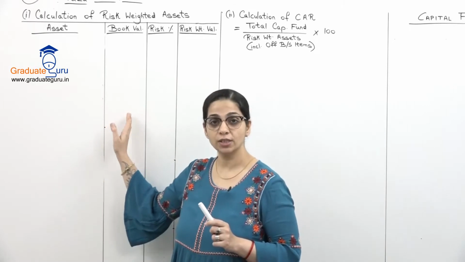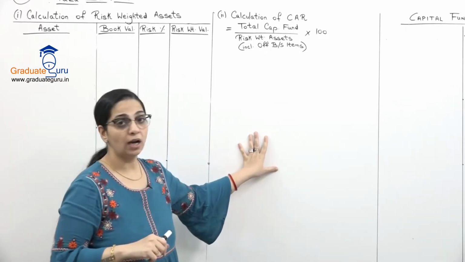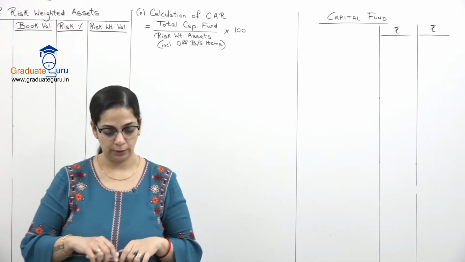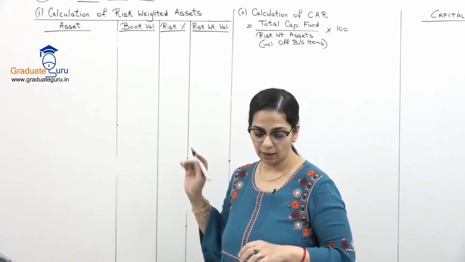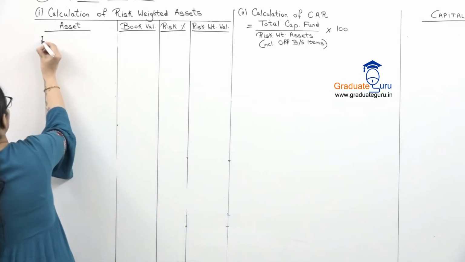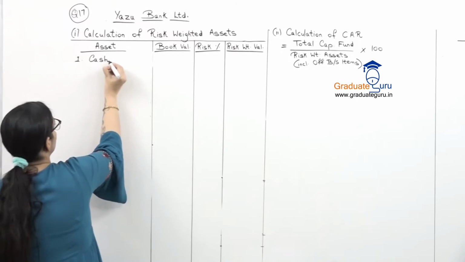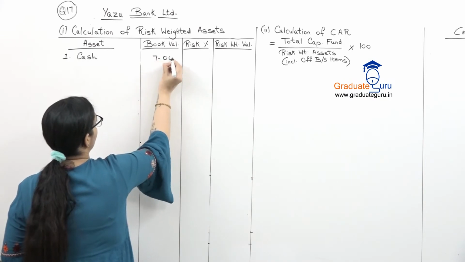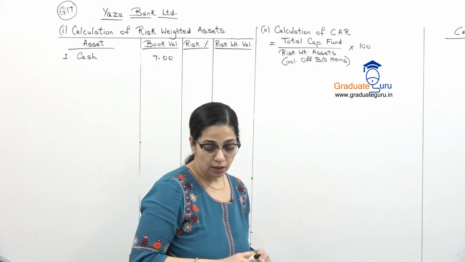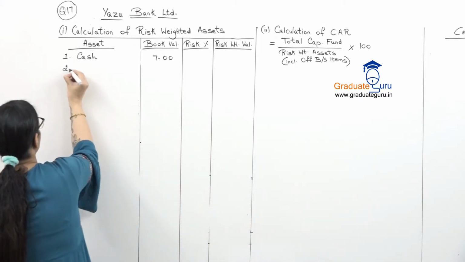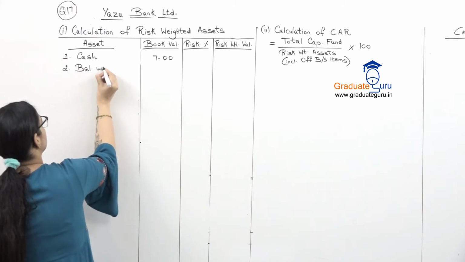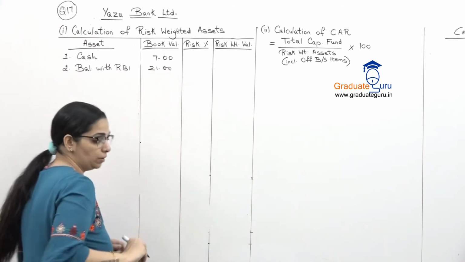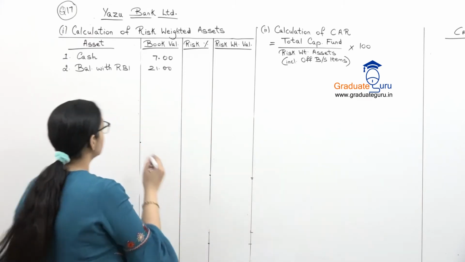First we will calculate our risk weighted assets. Then we will calculate our capital adequacy ratio, and for that we will need our capital fund, which we will calculate separately. So first, for our risk weighted assets, one by one we list down the assets as given. So the first thing that is given is cash, and the cash amount is 7. This is all again in thousands. Then we have balance with RBI, which is 21,000. That is 21.00 is given. Then we have other investments, 140.